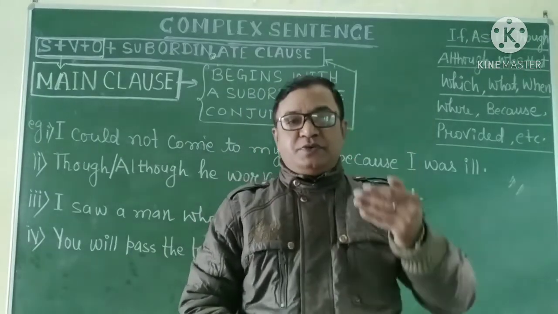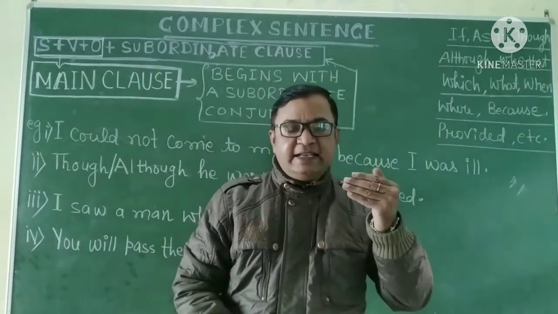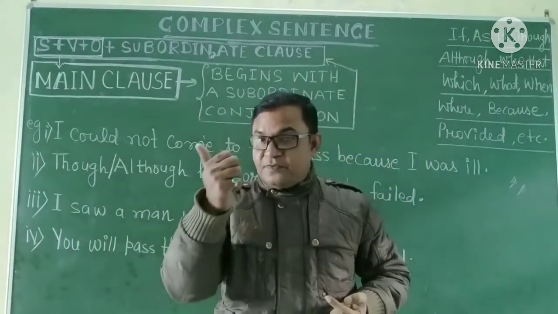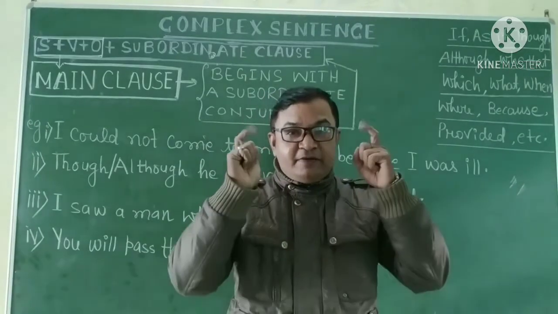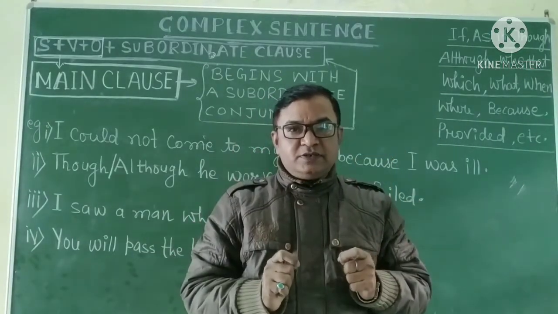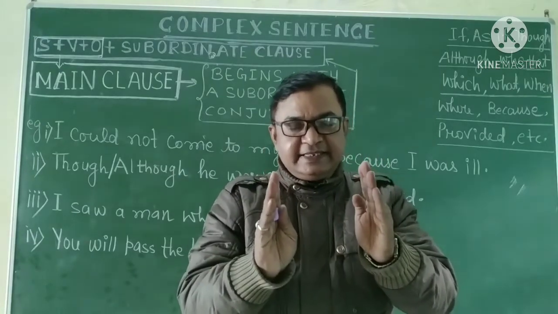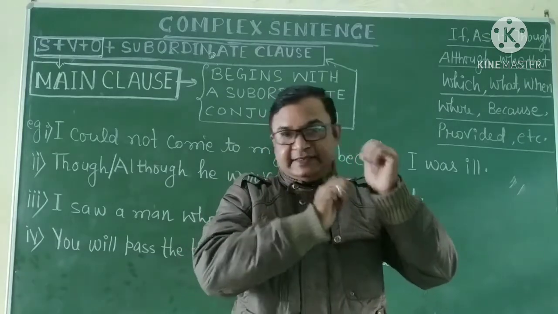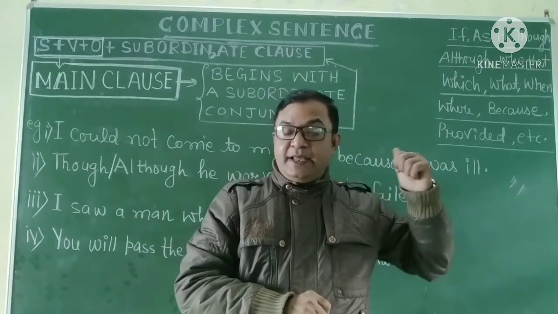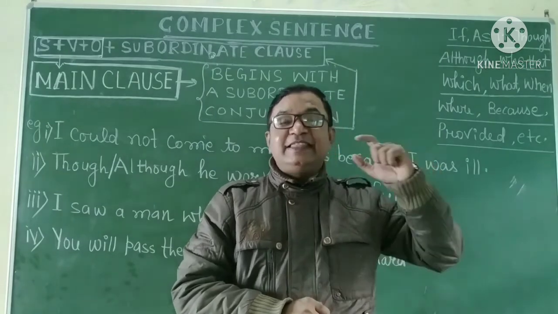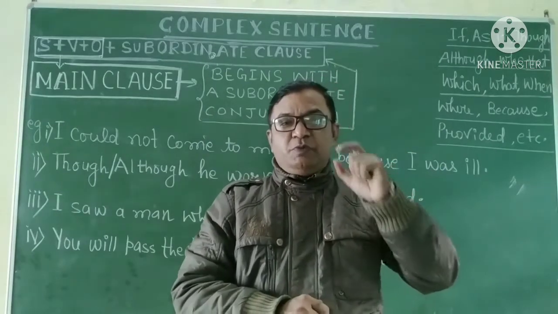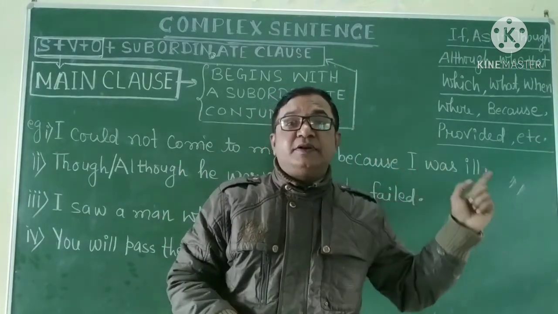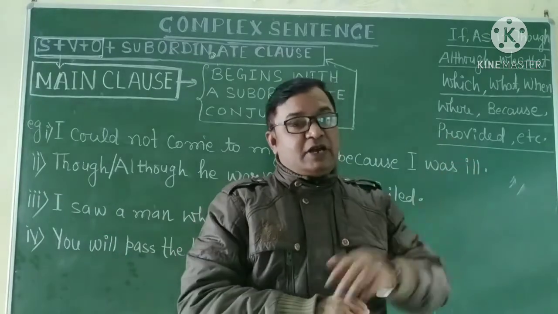In an earlier video, we already discussed that a simple sentence will have one subject and one finite verb. In the compound sentence, we have what? We have two simple sentences connected with a coordinate conjunction. But in a complex sentence, you will find that there is one simple sentence and another one is a subordinate clause, that is a dependent clause.